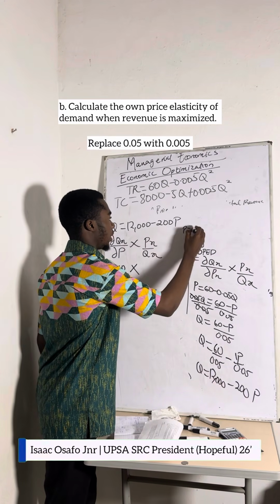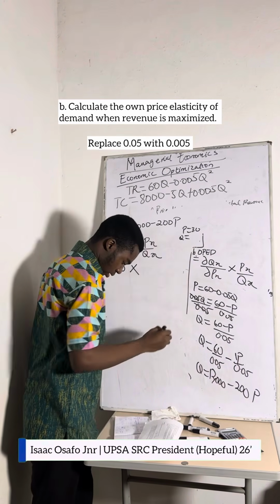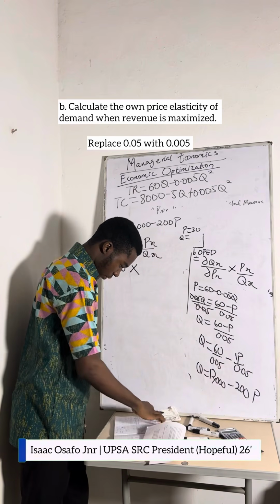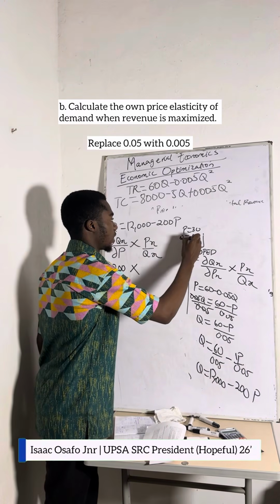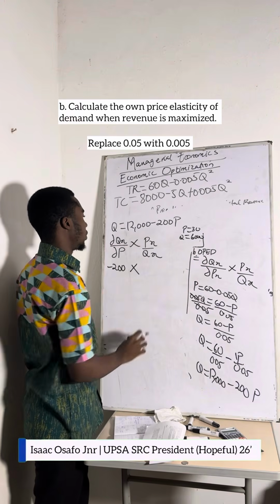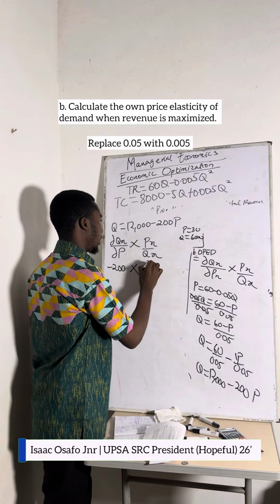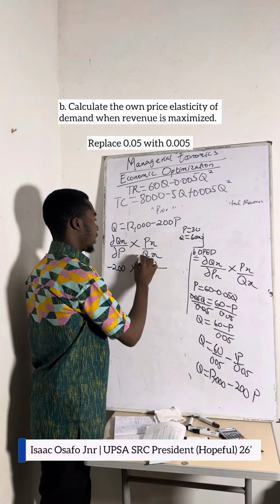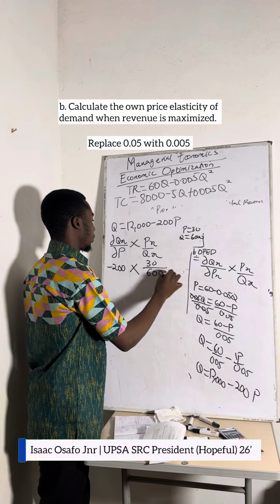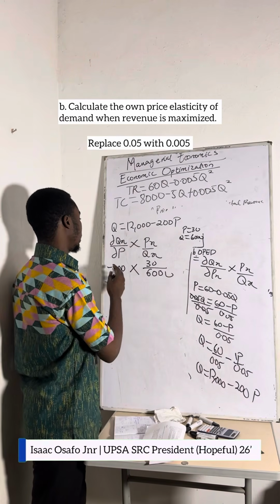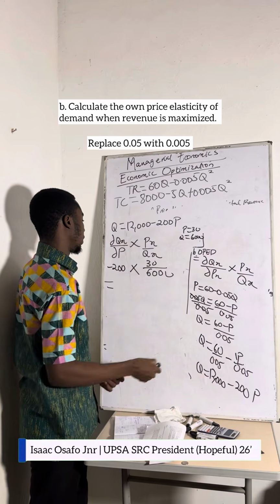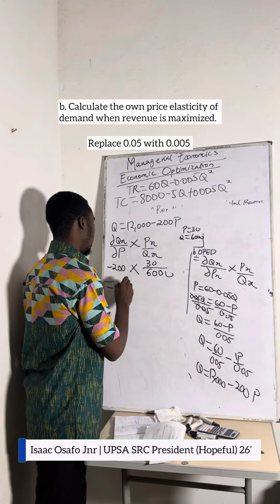Our price was 30 and our quantity was 6,000. So that's what you are going to use here. So times Px, which is 30, over Qx, which is 6,000. When we punch this on the calculator, negative 200 times 30 over 6,000, we should be getting negative 1.